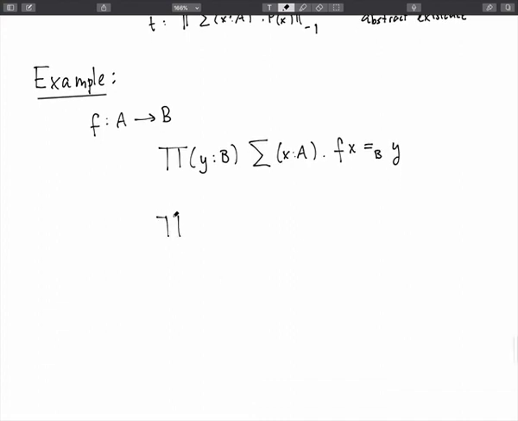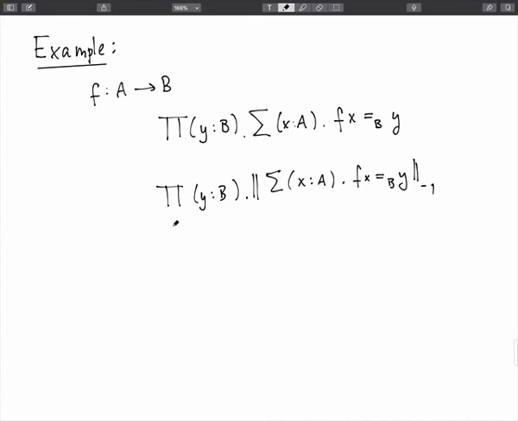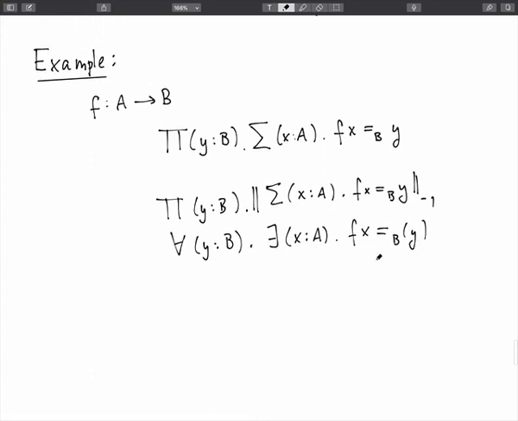Versus, for every y in B, let me write it like this. Truncate, there exists x in A, f of x equals y. So this one would be the same as saying, in terms of logic, for every y in B there exists an x in A such that f of x equals y. Okay? So what do these say?